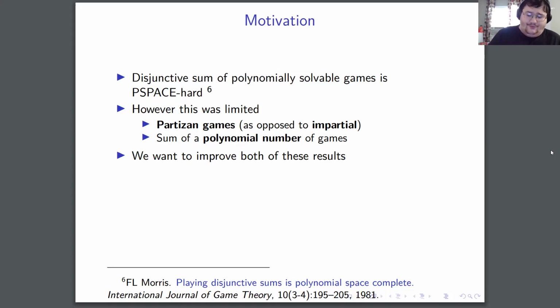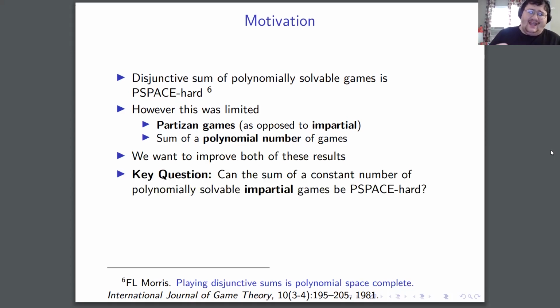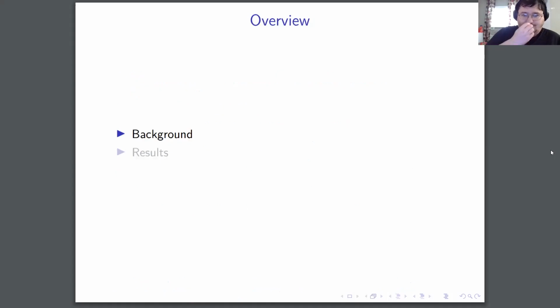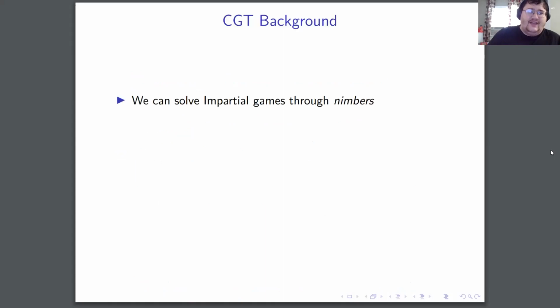So we want to improve on both results and ask: can we get a sum of polynomial solvable impartial games, and a constant number of them, and have that be PSPACE-hard? And the answer is yes, we're able to show that in this paper. Okay, so first I'm going to give some background to understand some of our stuff in more detail, and then I'll talk about our results.